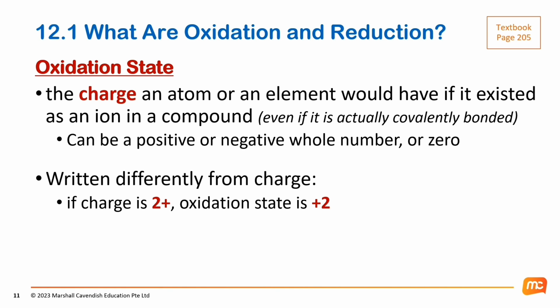So what is oxidation state? Oxidation state actually refers to the charge that an atom or an element will have if it existed as an ion. So I just want to highlight that this is if it existed as an ion. That means even if the thing is a covalent substance, we can still determine oxidation state. So oxidation state is not really a charge, right?